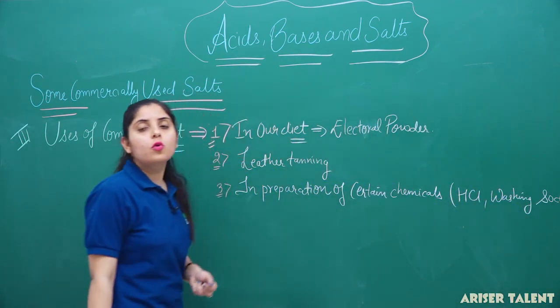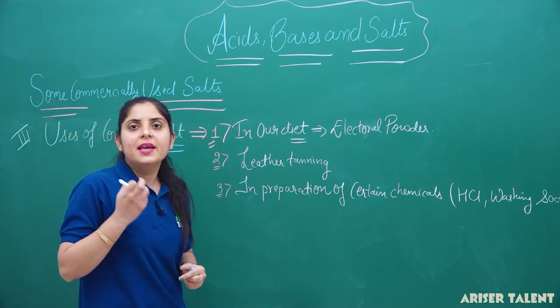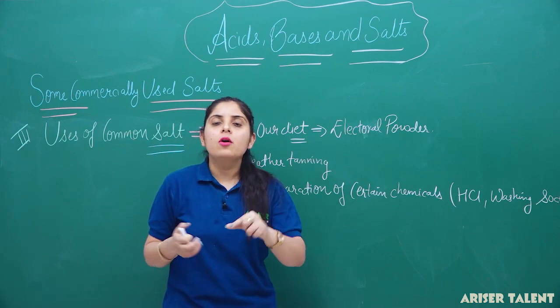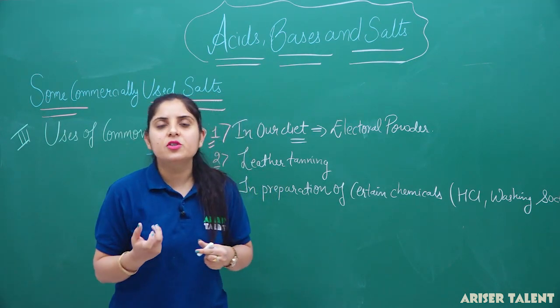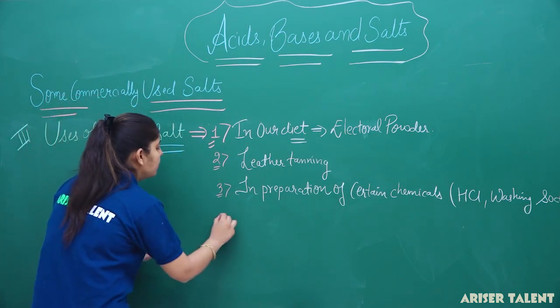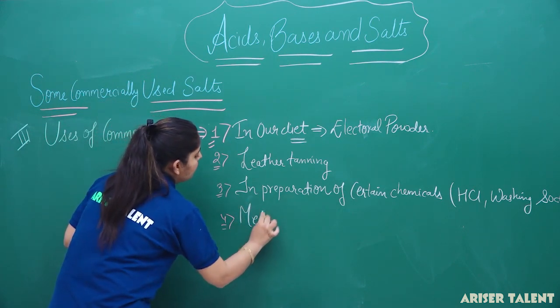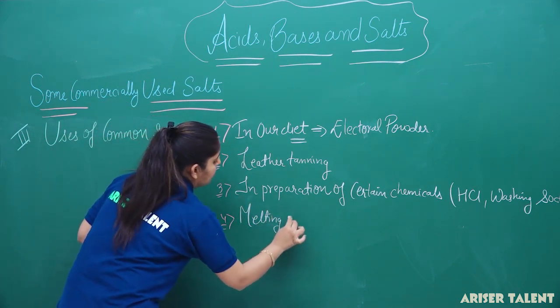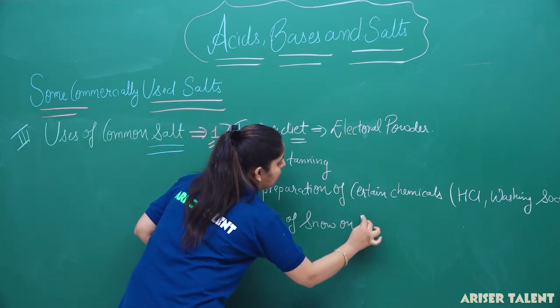The next use of sodium chloride will be in spreading NaCl salt on roads which are covered with snow. In some cases, we need to melt that snow, and we spread sodium chloride over there. So, for melting of snow on roads.